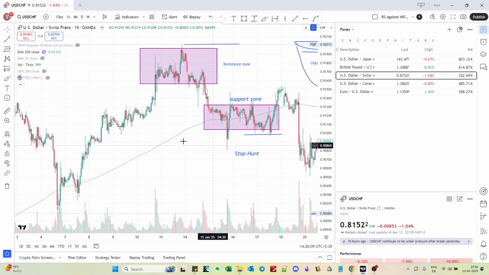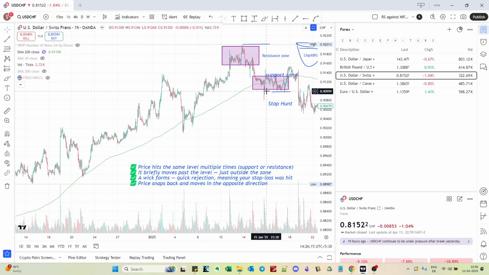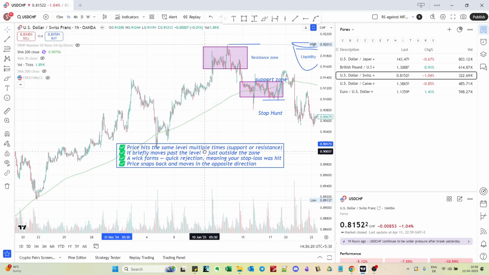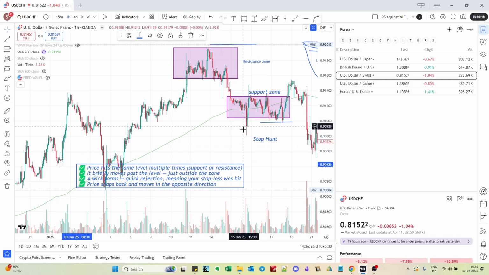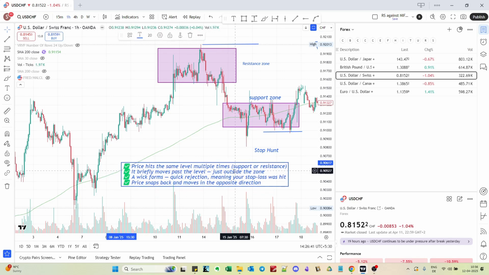So price hits your stop loss and suddenly starts reversing. Let me bring that here. I don't know if you guys can see it. Yeah. See, the wick forms and then it starts moving in the opposite direction. And that is called a stop hunt. So I think this is the pattern or the checklist to remember whenever you are placing trades or trying to identify if it's a stop hunt.